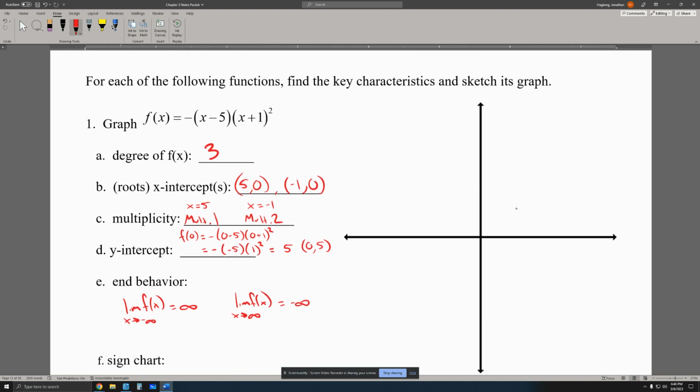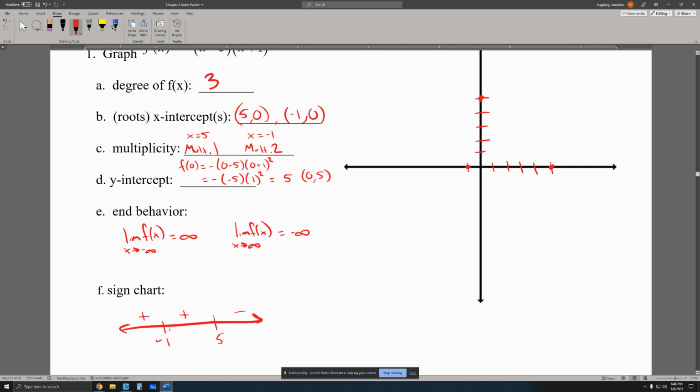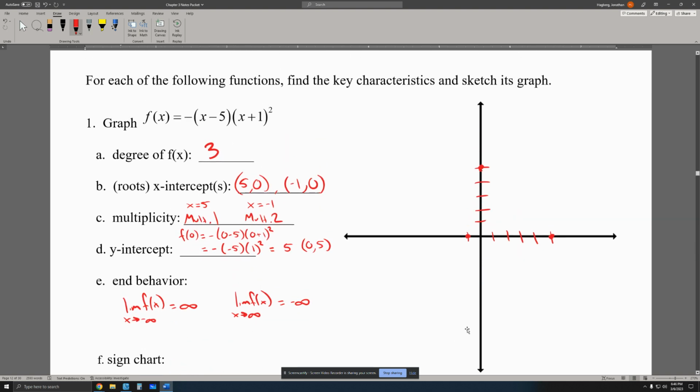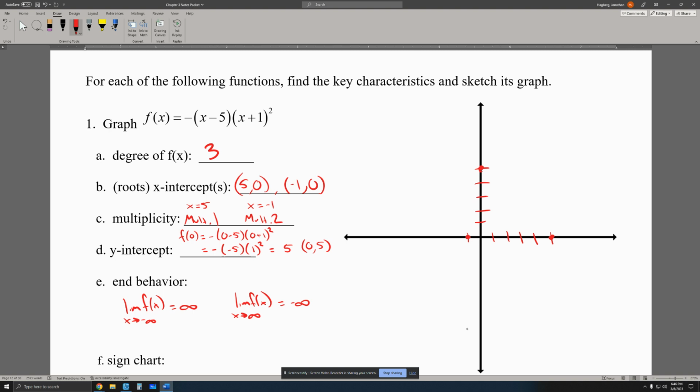So I know that we have a y-intercept of 5. So we can go ahead and plot that. We have an x-intercept of 5. And we also have an x-intercept of -1. All right, so the left-hand side is going to be coming down from infinity. It's going to bounce at -1, come up, hit the y-intercept, and then it's going to go back down to the x-axis and pass through that 0 at x equals 5. So here's a quick sketch of the graph.